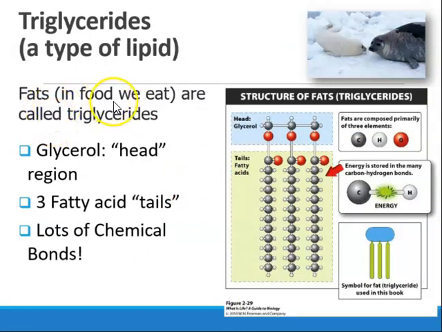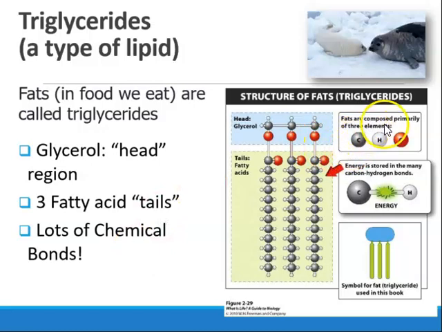The fats in the food that we eat, like bacon, are called triglycerides. So it is made up of a glycerol molecule, which makes up the head region, and 3 fatty acids, and these make up the tails. So tri, meaning 3, so we have 1 glycerol and 3 fatty acids, and lots of chemical bonds between them.